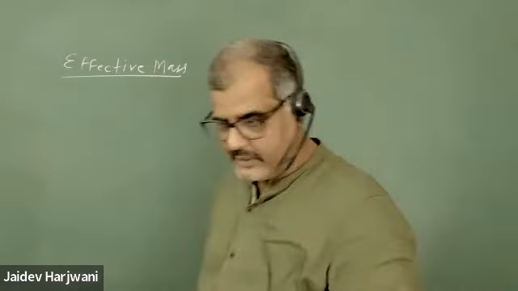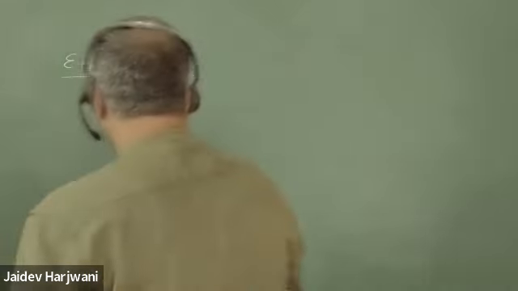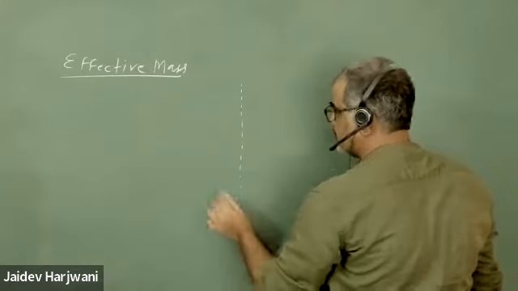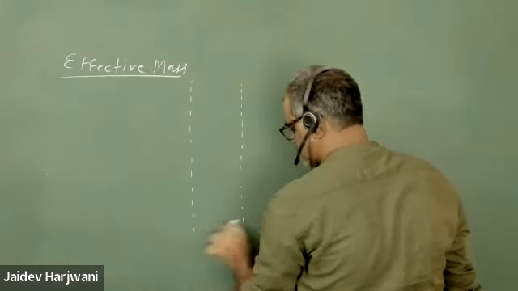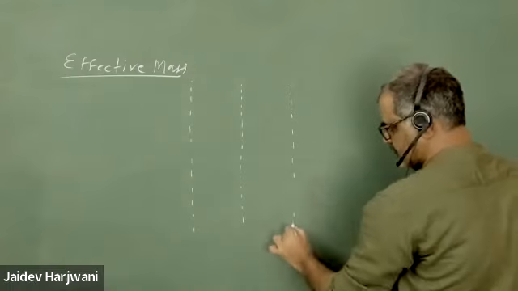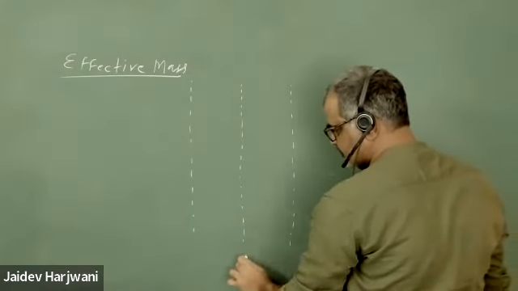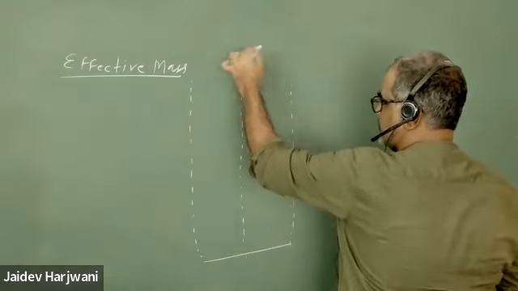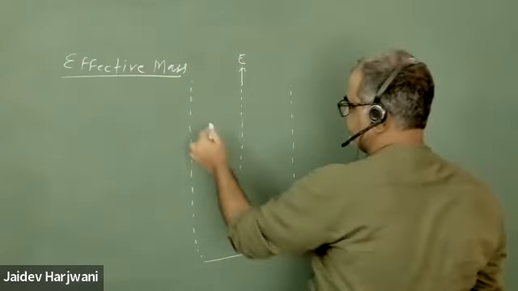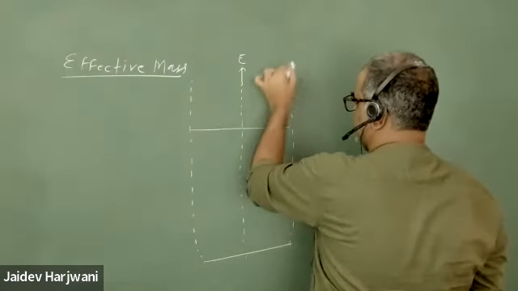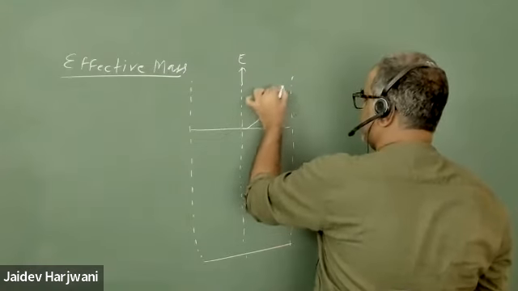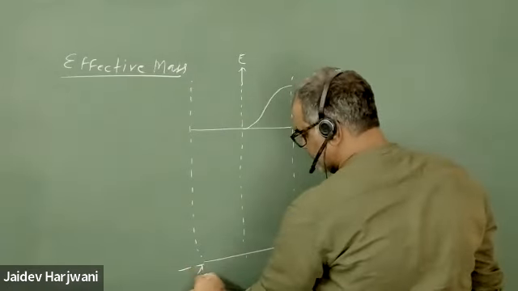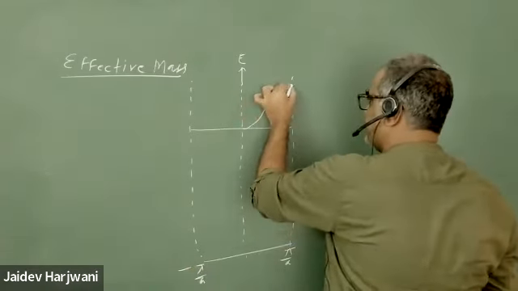So now let me discuss my effective mass. If I plot the graph, because effective mass depends on the second differential of k, this is my E. I know how E varies: close to the band edge it is almost constant, the slope becomes parallel to this one.